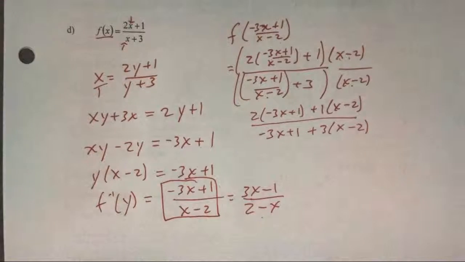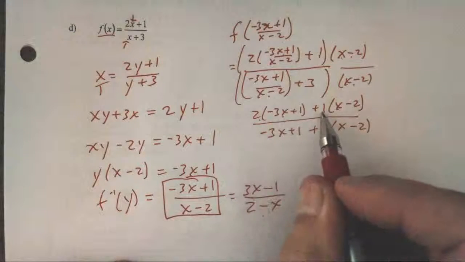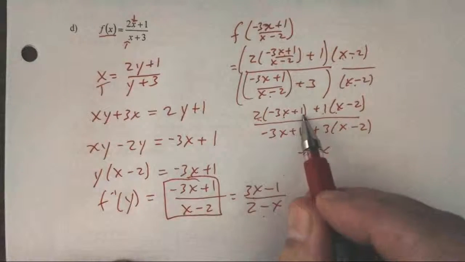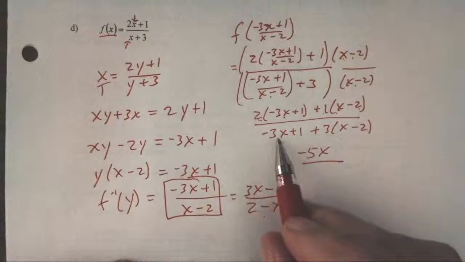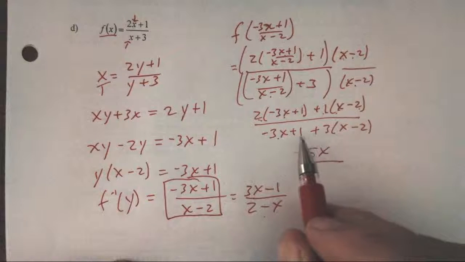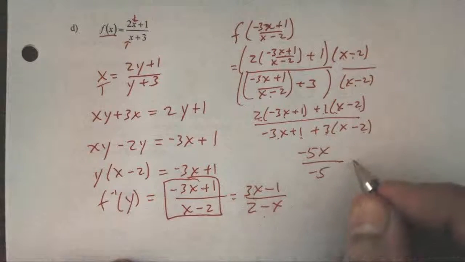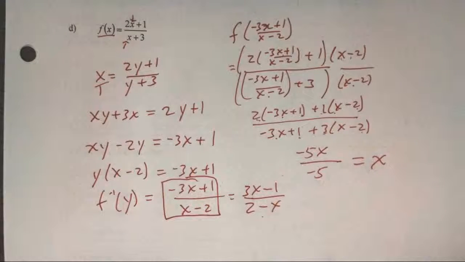Let's see, what do I get in the numerator? X's: negative 6x plus an x, negative 5x's. I get a 2 plus a negative 2, cancel. In the denominator, negative 3x plus 3x cancel, and 1 plus negative 6, or 1 minus 6, is negative 5, and I get x. Again, it's probably a really good idea to practice this the other way around, where we find f inverse of f.